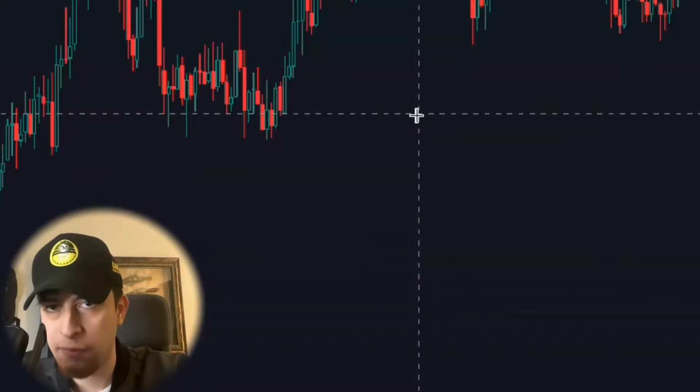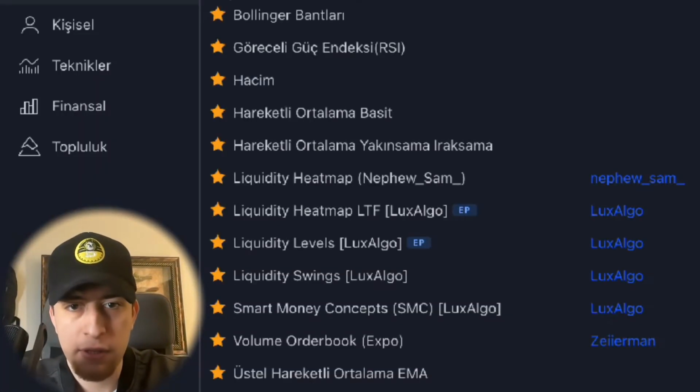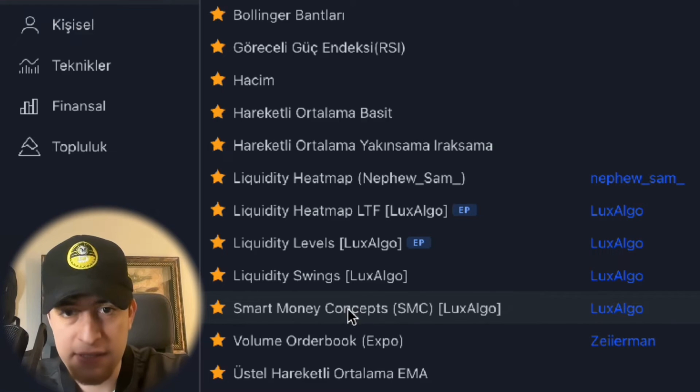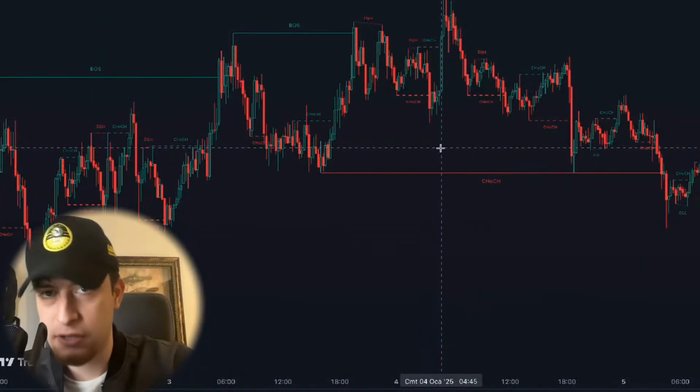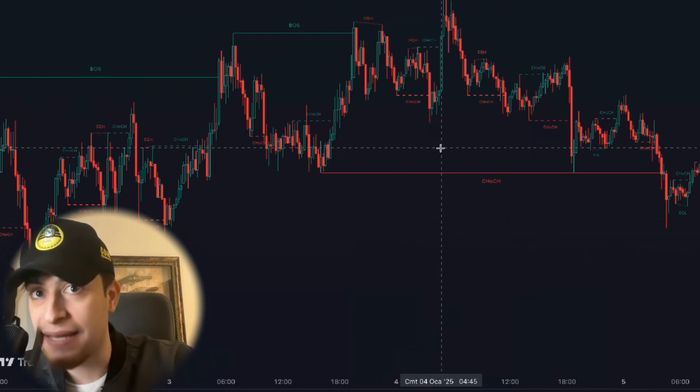I'm going to talk to you about an indicator now. Let's come here. These are the indicators I generally use. I use them from time to time. One of the indicators I recommend is the smart money concept. This is actually a source for the trading method known as price action theory.